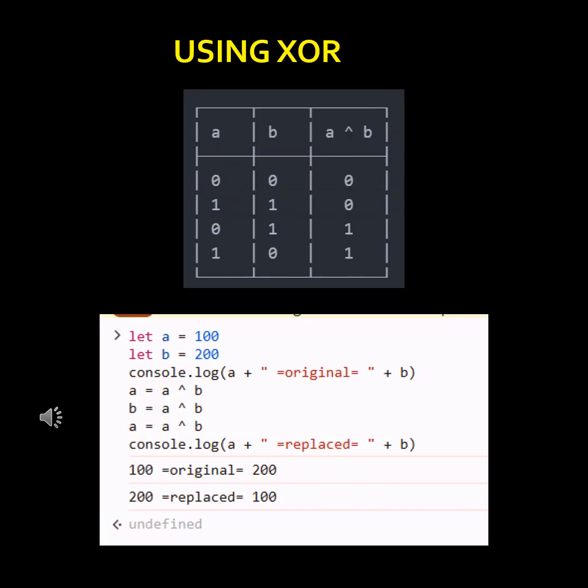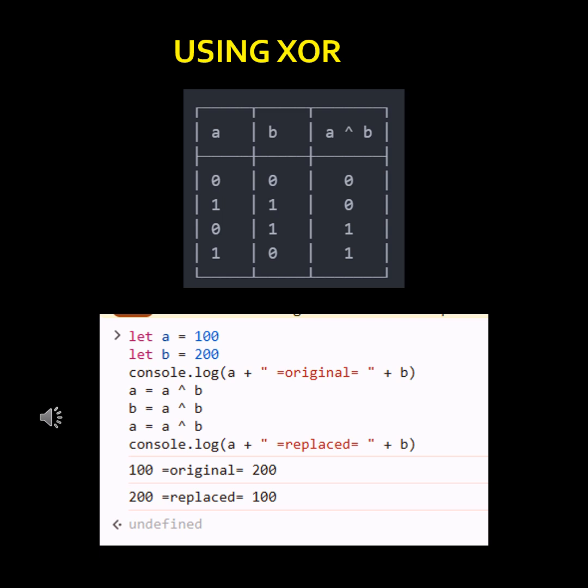On the left side, in the table, we are putting a structure for you: a, b and a XOR b. First, a is 0 and b is 0, so the result is 0. If a is 1 and b is 1, that is also 0 because both are equal. If a is 0 and b is 1, then the result is 1. If a is 1 and b is 0, then the result is 1. So we will see that now.